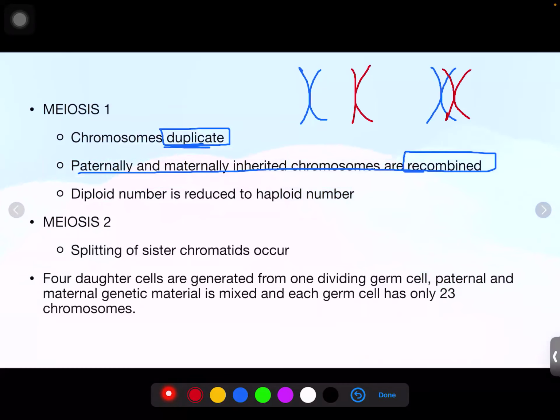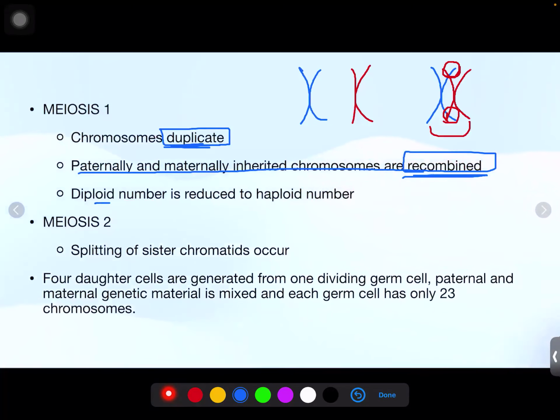You don't have to go into detail, but this crossing over and recombination occurs between the non-homologous chromosomes, one paternally inherited and one maternally inherited. They cross over some genetic material. So this crossing over means that recombination has occurred. Some genetic material has recombined, so the daughter cells will not be identical.